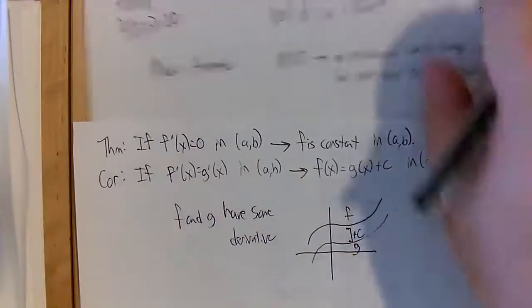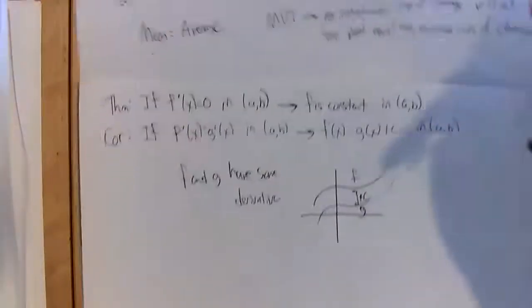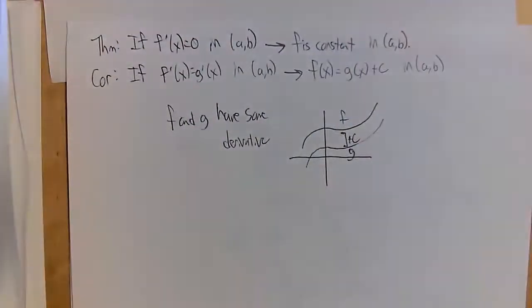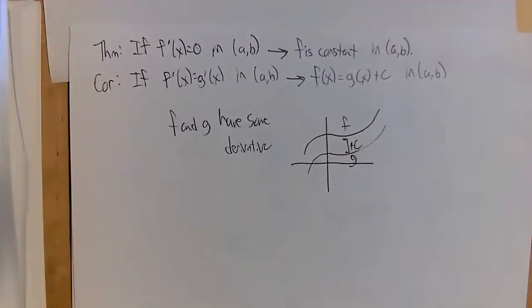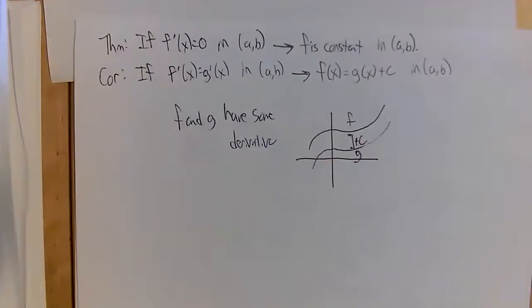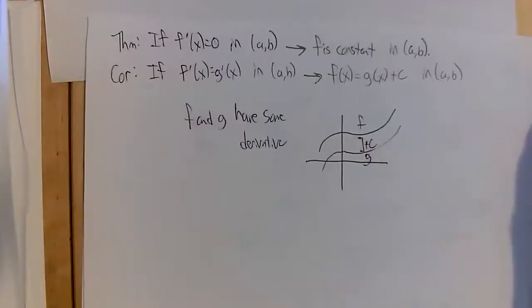And I'm not going to go into the proofs of this. I'll save that for advanced calc, but both of these can be proved using the mean value theorem here. All right, so what I want to do is a few more examples, practice problems with the mean value theorem here.